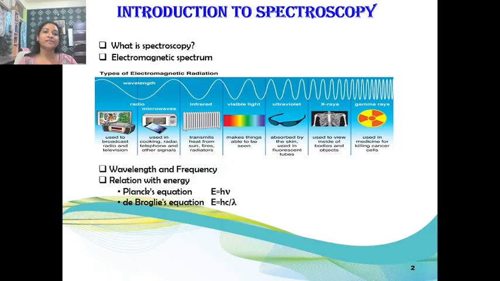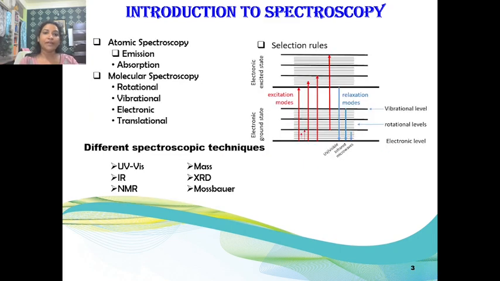Now, what is the importance of electromagnetic spectrum? Actually, by using all these rays, we can manufacture different types of instruments which are very much useful for our daily life as well as in various scientific purposes. And before starting spectroscopy, we must know what is wavelength and frequency and the relation between the energy with wavelength and frequency. Now, introduction to spectroscopy.